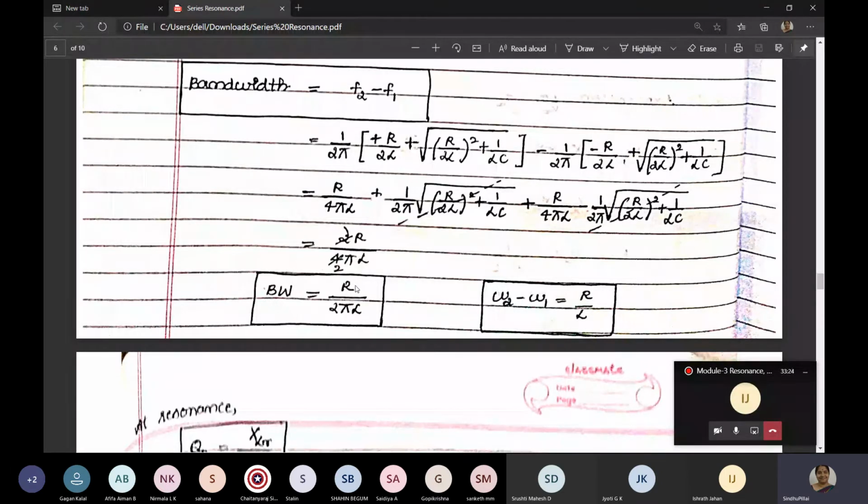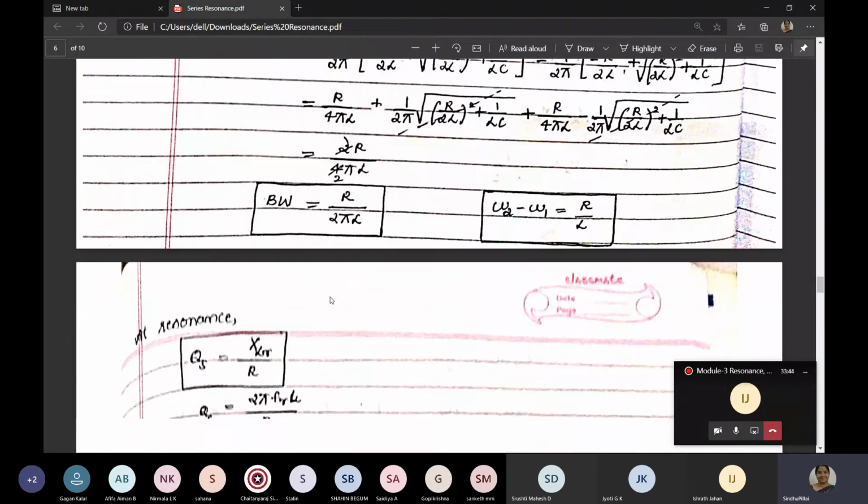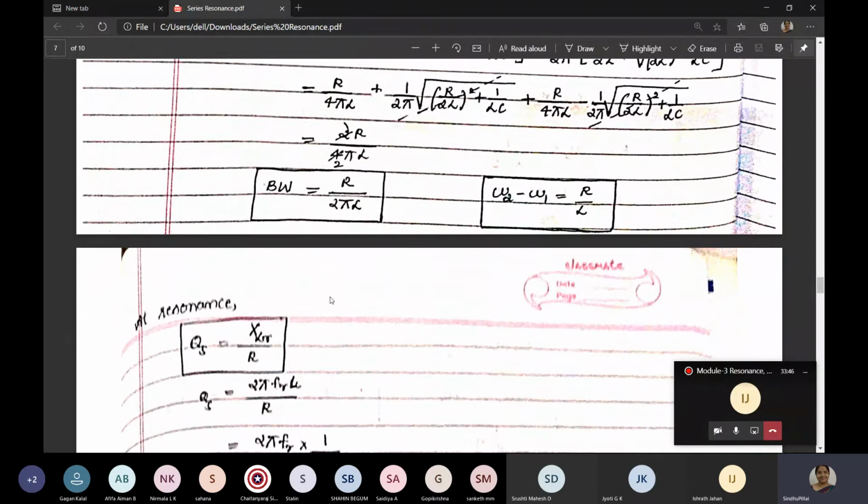If you write it in terms of omega 2 minus omega 1, it is just R by L, because in omega the 2 pi will get cancelled here. So the formula for bandwidth is R divided by 2 pi L. That is one expression. Now we have seen the expressions for f1, f2 and bandwidth.